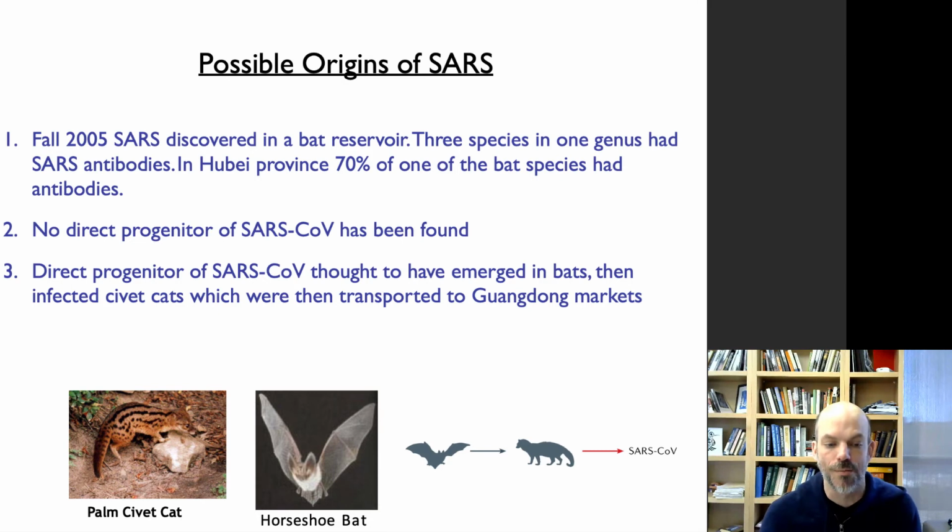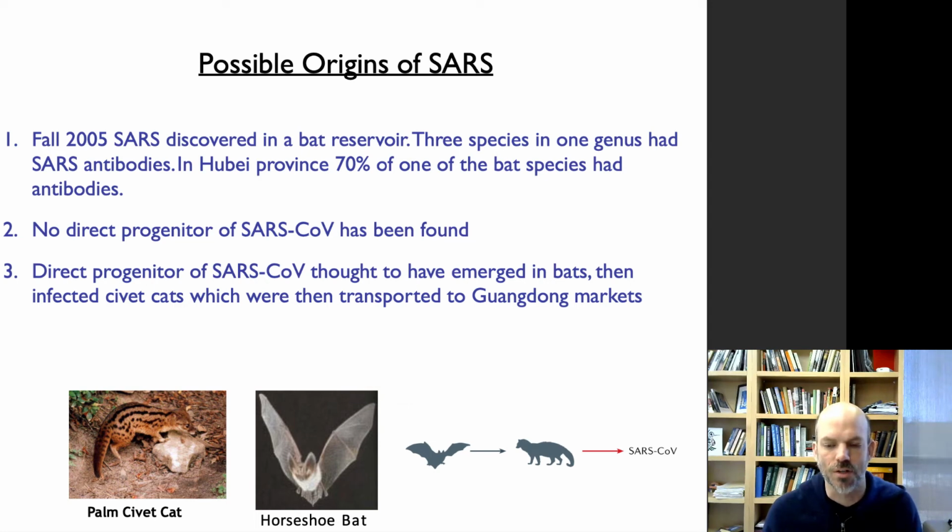Again, this is often presented as established fact that SARS-1 came from palm civet cats as a stepping stone from bats, but this is actually not a completely settled question.